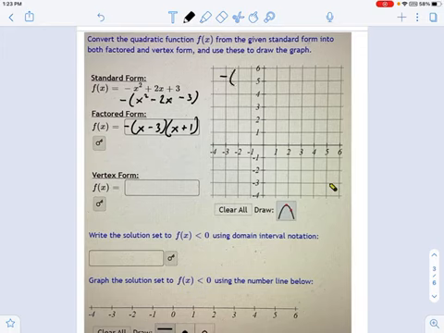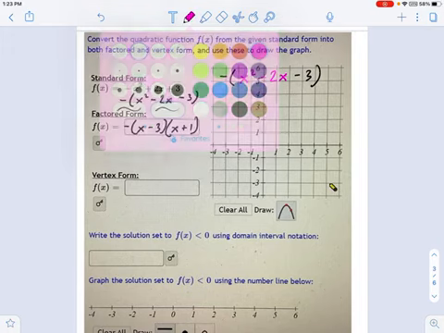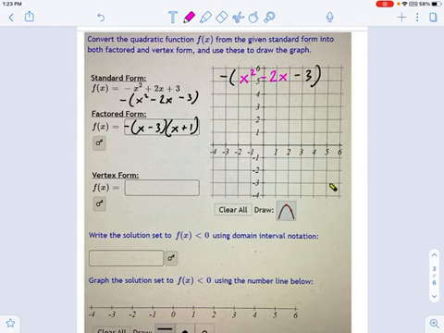Negative times x squared, and I'm going to focus on part of this first. X squared minus 2x has my attention right now. And then I'll also have to deal with that minus 3. But first I want to focus on x squared minus 2x. And this is where completing the square comes in. I'm going to turn x squared minus 2x into something like this.